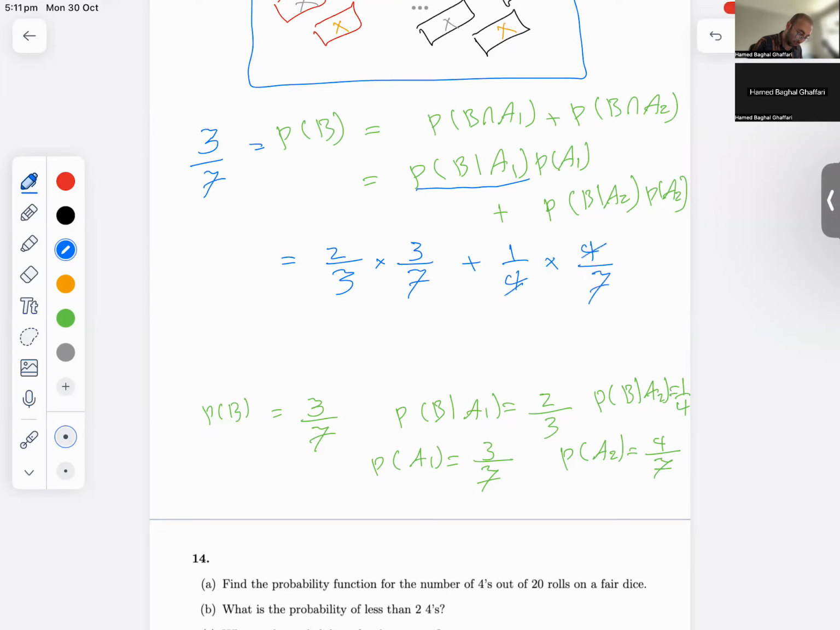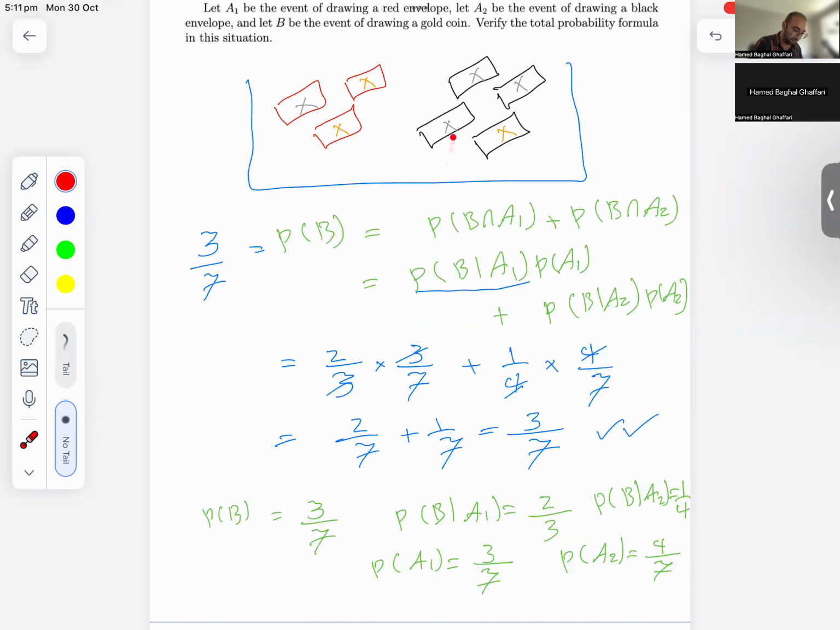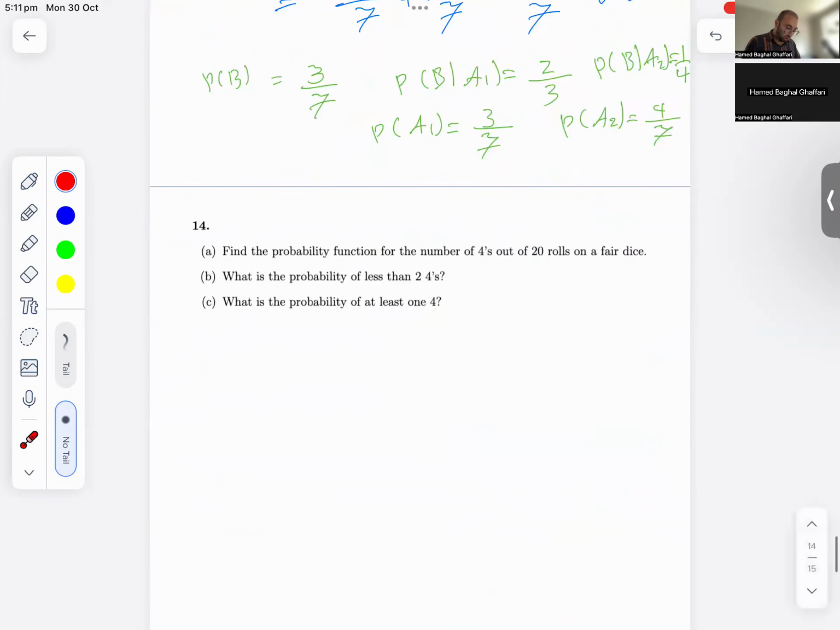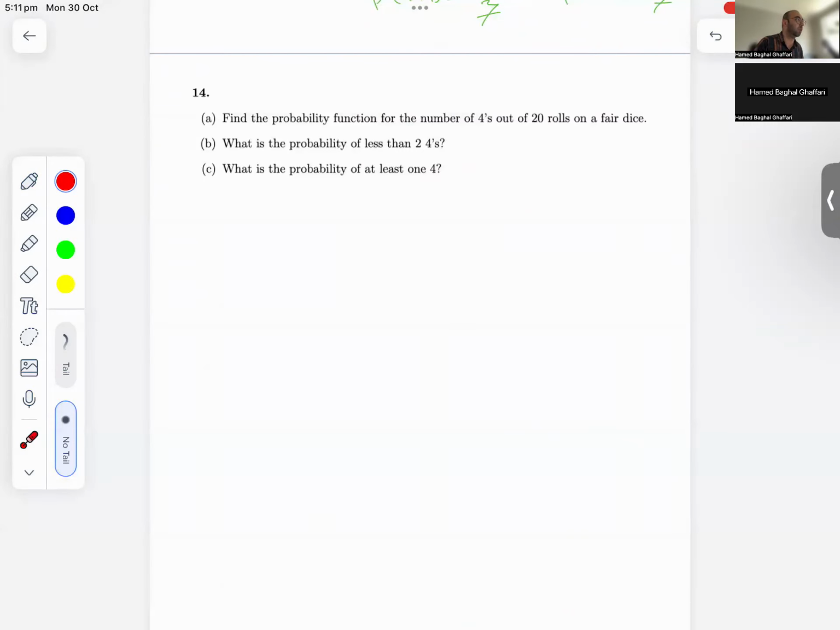Okay, after simplification the sum is 2/7 plus 1/7, which verifies the total probability formula, because this is equal to the probability of B, which we can also obtain from this simple problem independently. Okay, move on. Question 14.